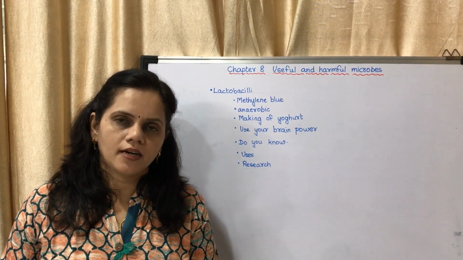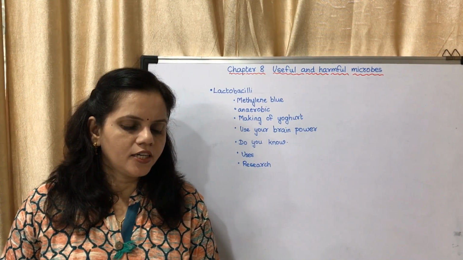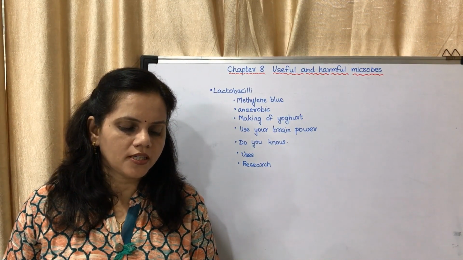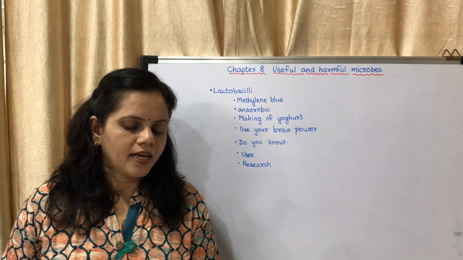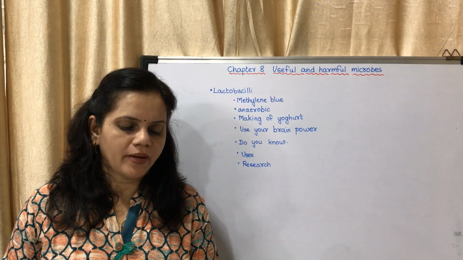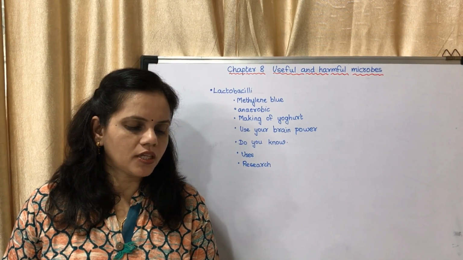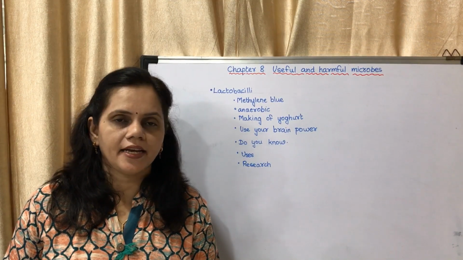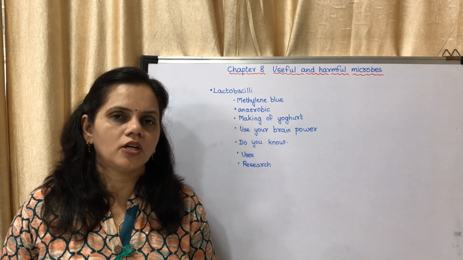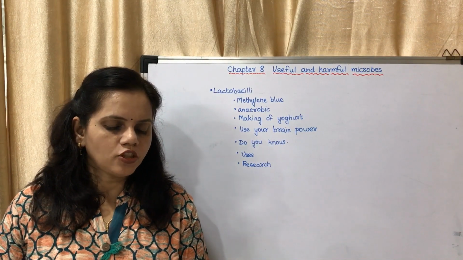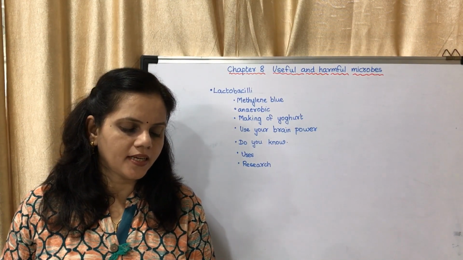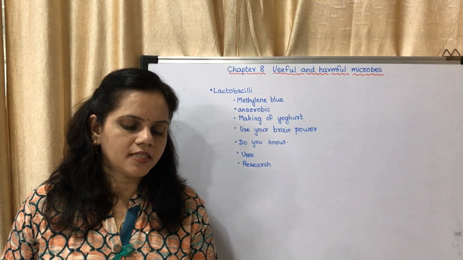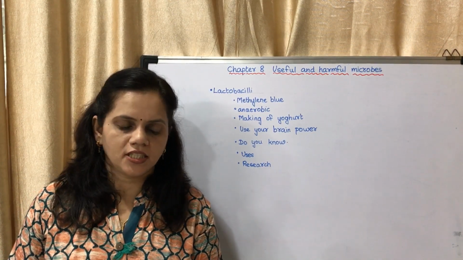Okay, so I'll read out the next paragraph. Did you notice the blue rod shaped organisms moving around? They are Lactobacilli, a kind of bacteria. They are minute and rectangular in shape. Lactobacilli are anaerobic. Anaerobic means which do not need oxygen. Lactobacilli are anaerobic bacteria, that is, they can produce energy without the use of oxygen.